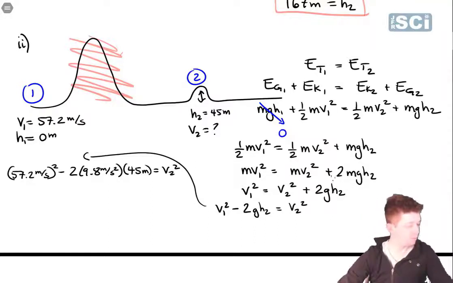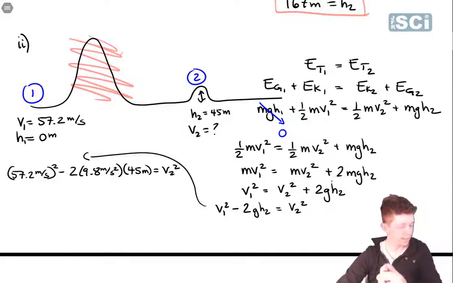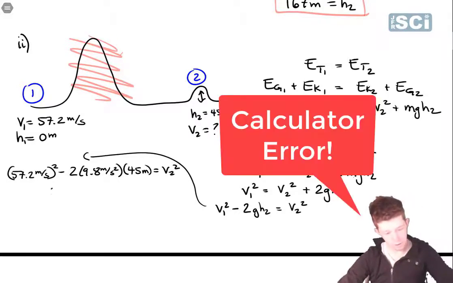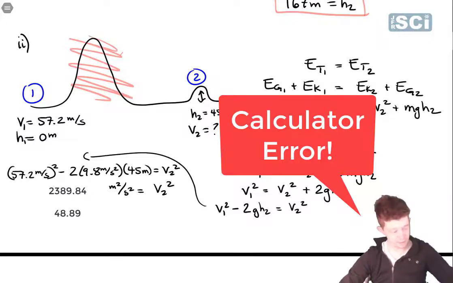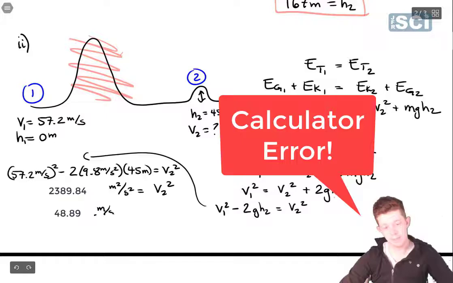Working that through, I get the left-hand side coming out to 2,830.84 meters squared divided by second squared, and that's equal to v2 squared. The square root of that tells me that I have a speed of 53.2 meters per second as the speed of my roller coaster as I go over that second bump.